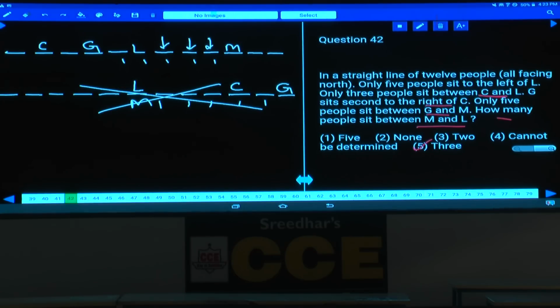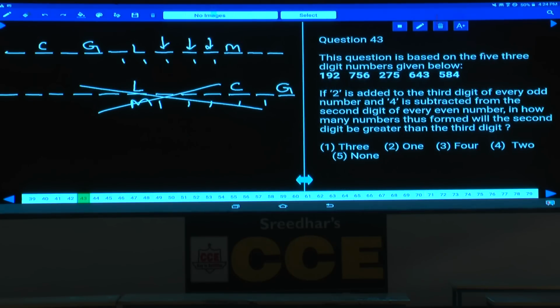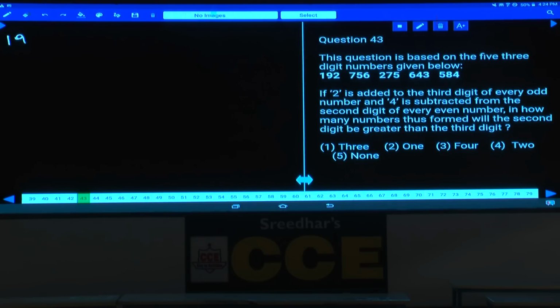Now question number 42, choice 5. Then 43 onwards. Now in questions 43 to 47, the numbers are 192, 756, 275, 643 and 584. These are the 5 numbers.